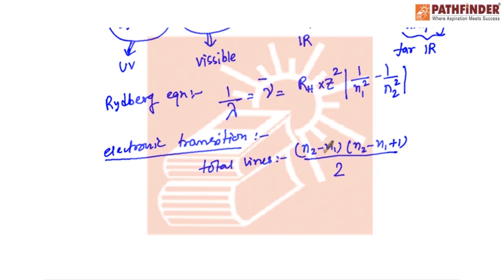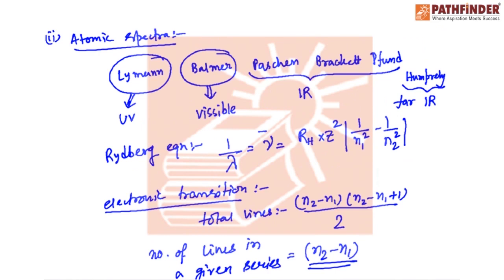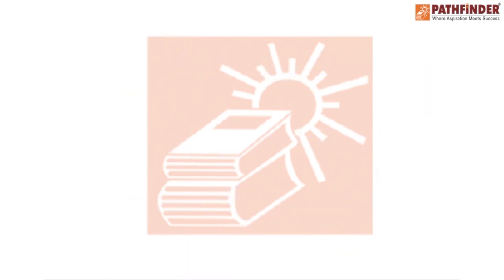And for a given series, the number of lines in that series is equal to n2 minus n1. This is the total number of lines in a given series. So suppose I am talking about the Lyman series. What do we do? We put the value of n1 as 1 and we get n2 values 2, 3, 4, 5, 6, 7 and so on.